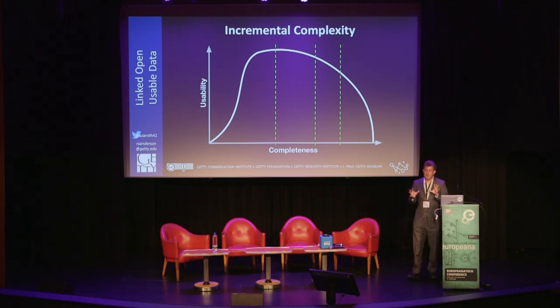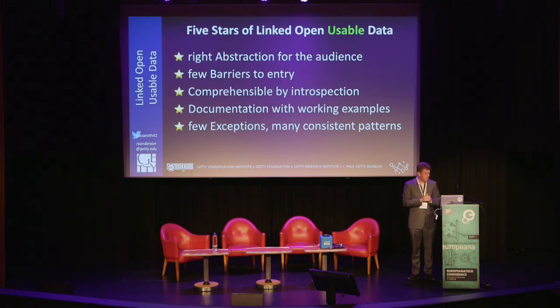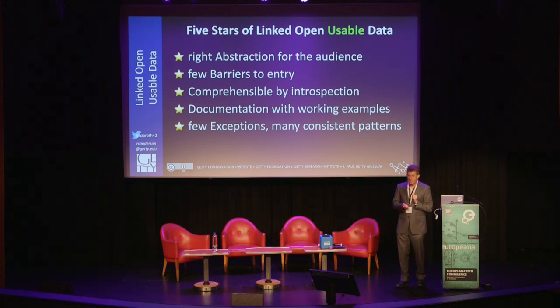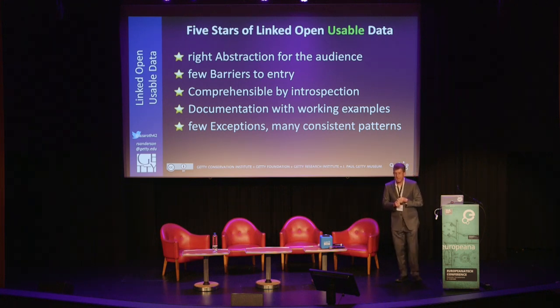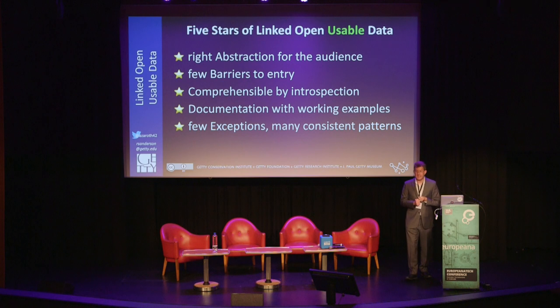OK, so given that, what would be 5 stars of linked open usable data? What would be, if I may, a projection, a hypothesis, about what was on that second tablet that Tim dropped? And I think it's pretty easy, actually. It's as easy as ABC. Well, ABCDE, as there are 5. So first of all, the right abstraction for the audience, and I'll explain each of these in turn.